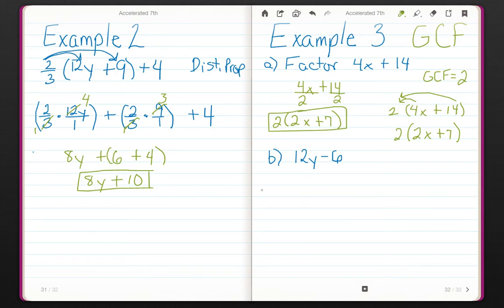So let's look at another example, problem B. 12y minus 6. The greatest common factor of 12 and 6 equals 6. So I'm going to remove or divide by 6. So 6 times (2y minus 1). 6 times 2 is 12. 6 times 1 is 6. So this is my final answer.